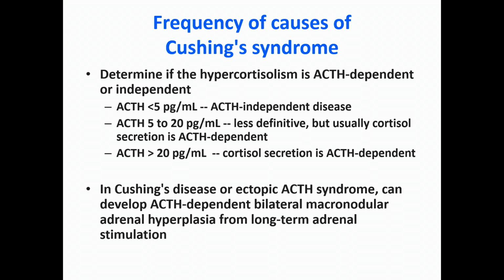So for example, adrenal incidentalomas can be common. So suppose the patient has a cortisol level that's elevated, you suspect the patient has Cushing's, and you check a baseline ACTH and cortisol level, and their ACTH level is significantly elevated. It's possible they might have a pituitary cause of their Cushing's, and what you're noticing in the adrenal glands may not be the primary etiology of their hypercortisolism. And of note, in patients who have Cushing's disease or ectopic ACTH syndrome, they can develop ACTH-dependent bilateral macronodular hyperplasia due to long-term adrenal stimulation.